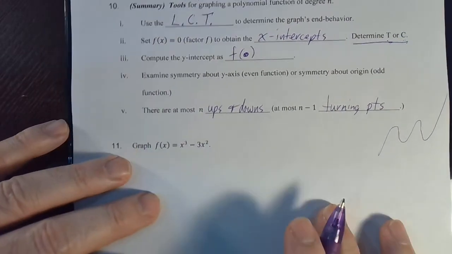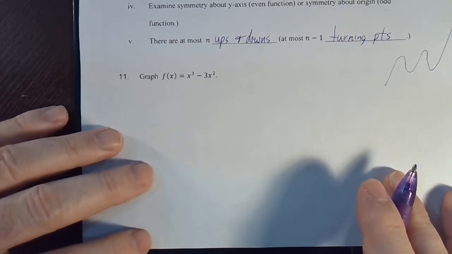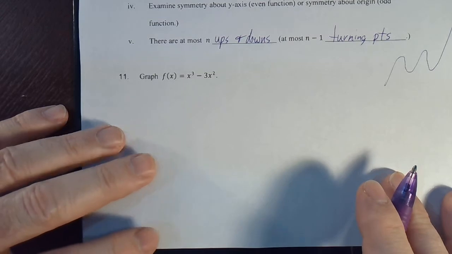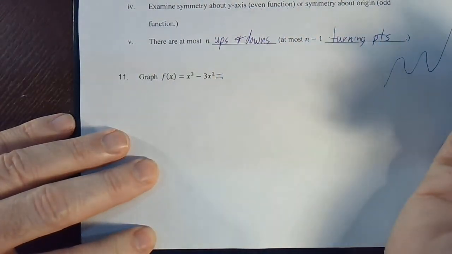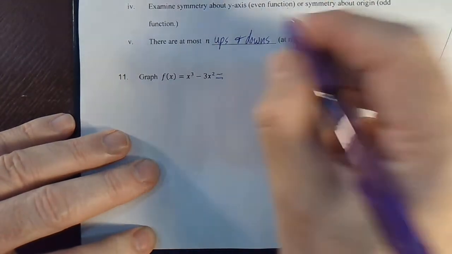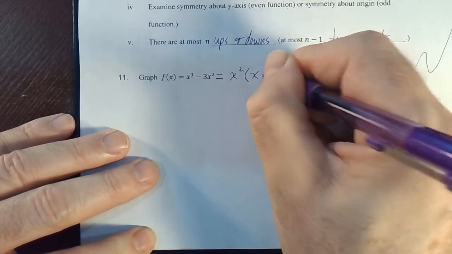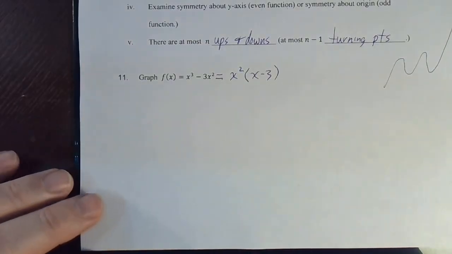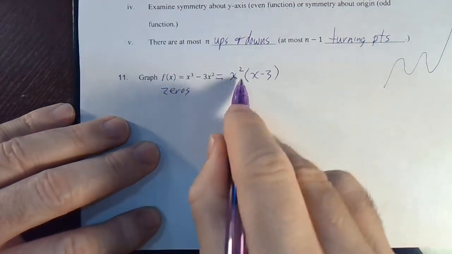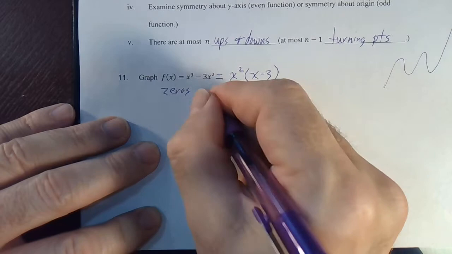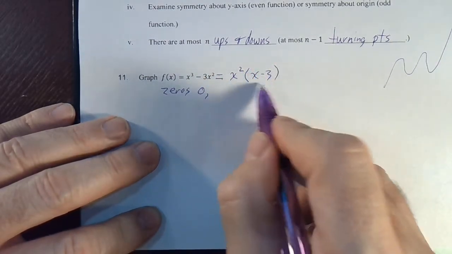Okay, let's graph. Let's do one final example in this section. Let's graph x cubed minus 3x squared, which, if we factored it, is equal to, pull out an x squared from both terms, x squared times x minus 3. Well, that was easy to factor. So the zeros: set this equal to 0, and we get a 0. Set this in parentheses equal to 0, and we get x equals positive 3.